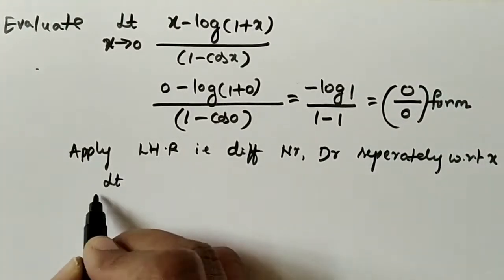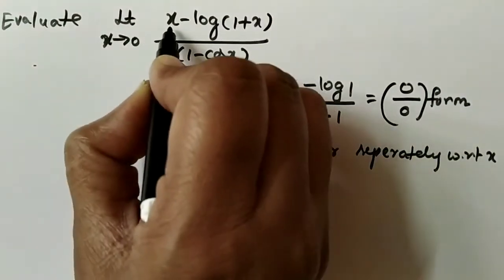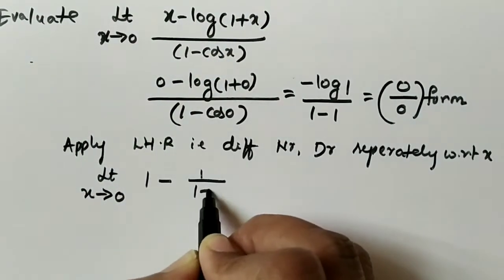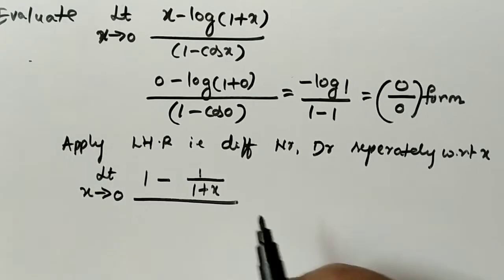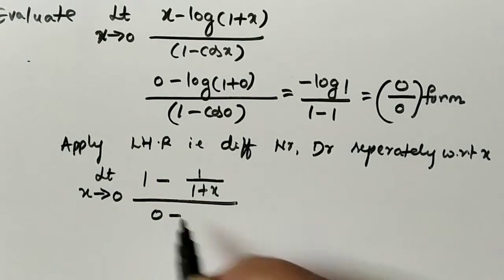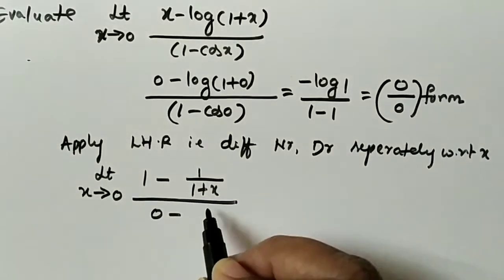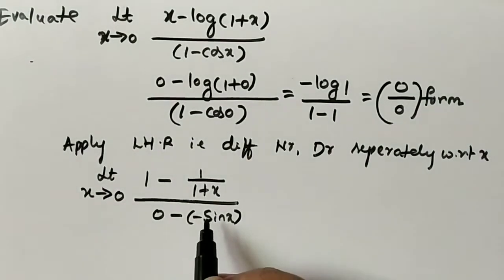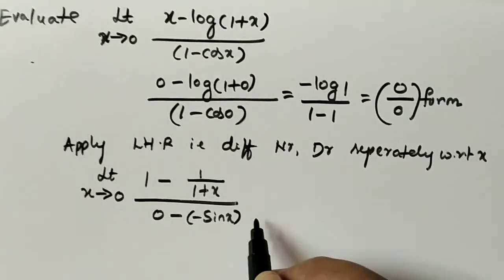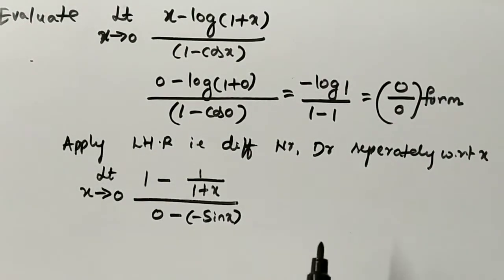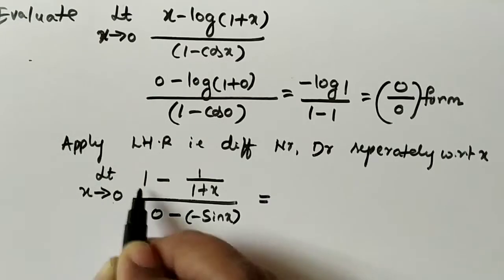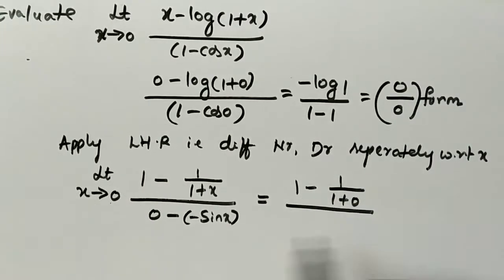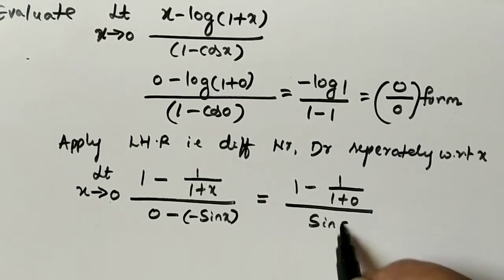If you differentiate, limit x tends to 0: differentiation of x is 1, minus differentiation of log of 1 plus x, which is 1 by 1 plus x, divided by the differentiation of 1 minus cos x, which is 0 plus sin x. Differentiation is done. Now again you have to verify whether it is 0 by 0 or a defined value. So substitute x equal to 0: 1 minus 1 by 1 plus 0, divided by sin 0.